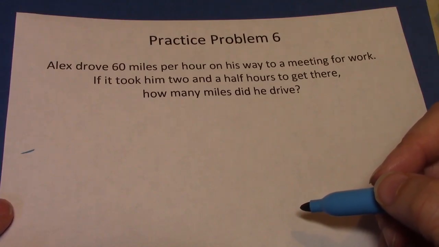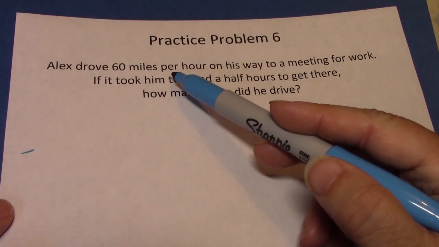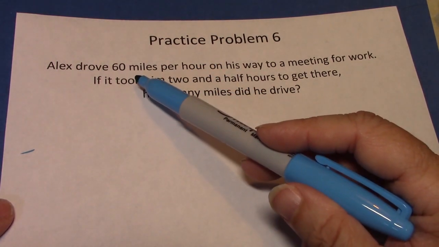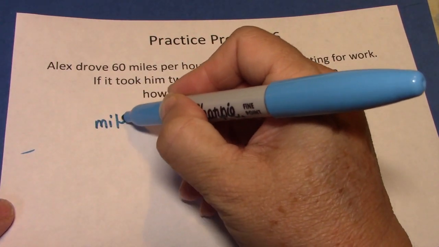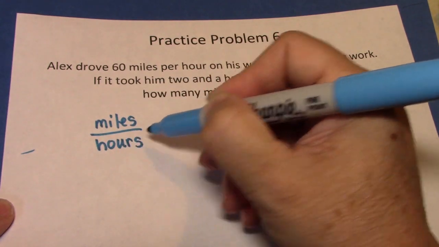Problem 6. Alex drove 60 miles per hour on his way to a meeting for work. It took him 2.5 hours to get there. How many miles did he drive? Well, this is a relationship problem. One of the dead giveaways here is per hour. So we have a relationship here between miles and hours. I'll assign one to be in the numerator and the other to be in the denominator. It doesn't matter which way I do it.